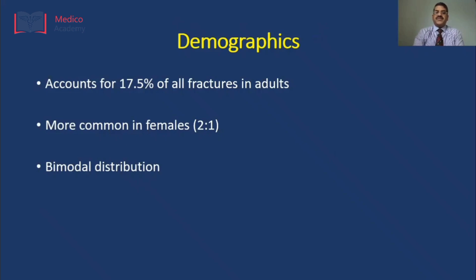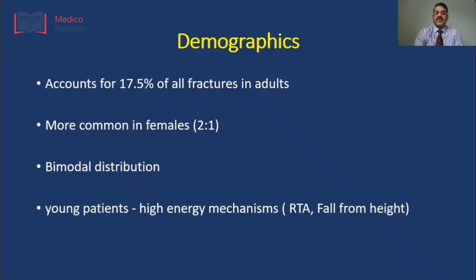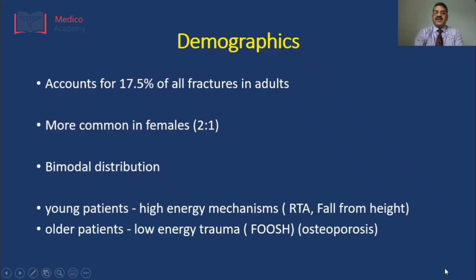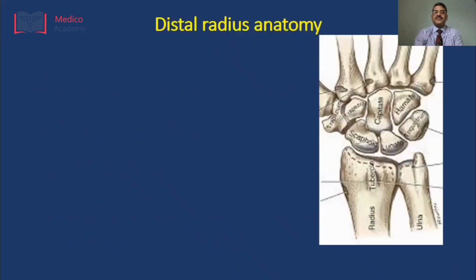They are more common in females, almost twice as common, and they characteristically show two peaks and follow a bimodal distribution. In young patients, the mechanism is a high energy trauma like a RTA or a fall from height. And there is a second peak in the elderly population associated with a low energy ground level fall, a consequence of osteoporosis.